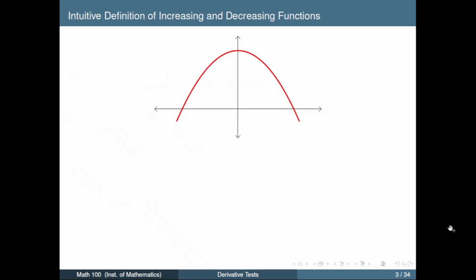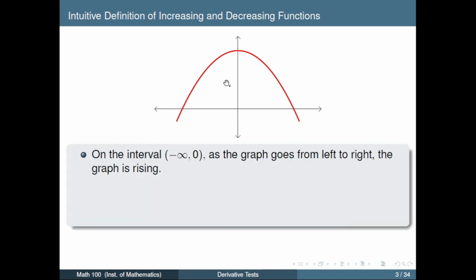Okay. Now we begin with the intuitive definition of increasing and decreasing functions. Observe muna natin itong graph na to. So from the graph of this, actually nakikita natin kung saan increasing and decreasing ang ating function. Observe muna natin siya sa interval na negative infinity to 0, that is to the left of our y-axis. So ito yung part na yon. So as the graph goes from left here to right to this point, our graph is rising. So pataas yung graph natin from here to here.